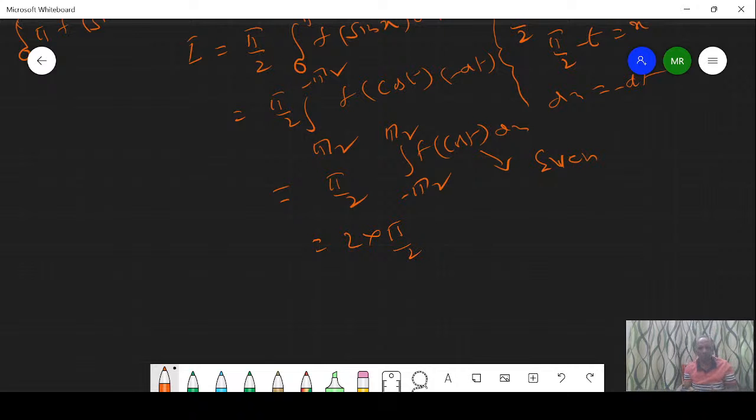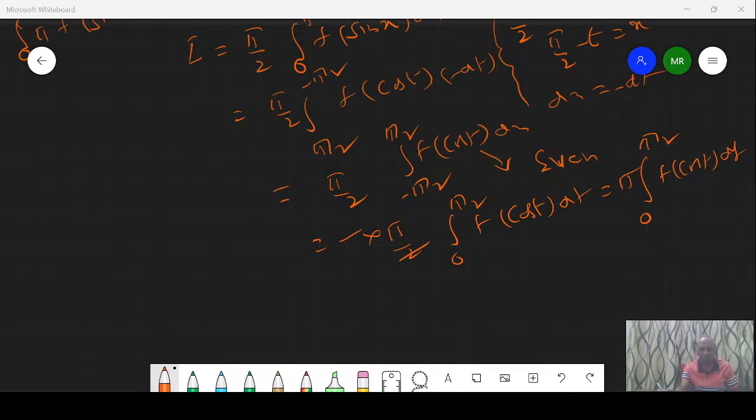So the function is even, I get 2 into integral 0 to pi by 2 of f of cos t dt. Right. So the 2 will cancel. It will be pi into integral 0 to pi by 2 of f of cos t dt. Right, we get it like this.